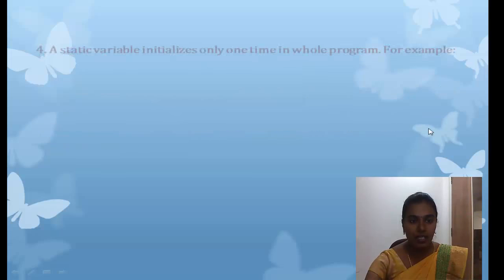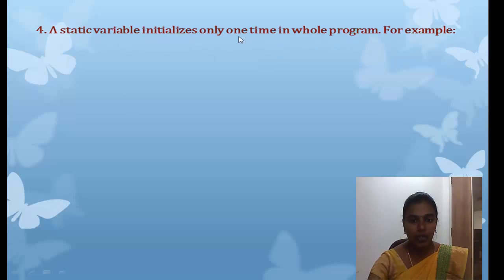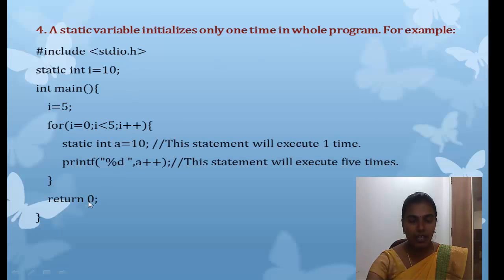And the fourth property is, a static variable is initialized only one time in the whole program. For example, in this program, a static variable i is initialized with the value 10 and later it is changed to 5 and to 0 inside the for loop. This for loop will be executed 5 times, but still this statement will be executed only one time because it is declared with the static keyword, whereas this printf statement will be executed 5 times. During the first iteration, the value of a will be initialized with 10 and will print the value as 10, and the value of a will be incremented to 11 in memory. During the second iteration, this statement will be skipped and will print the value of a as 11, and the iteration continues, and hence the output is 10, 11, 12, 13 and 14.